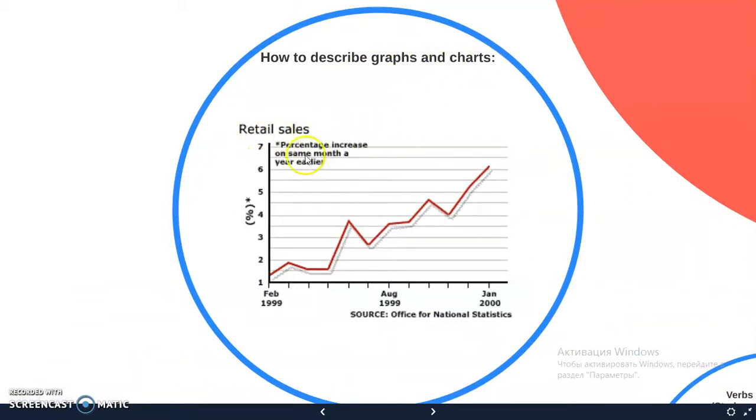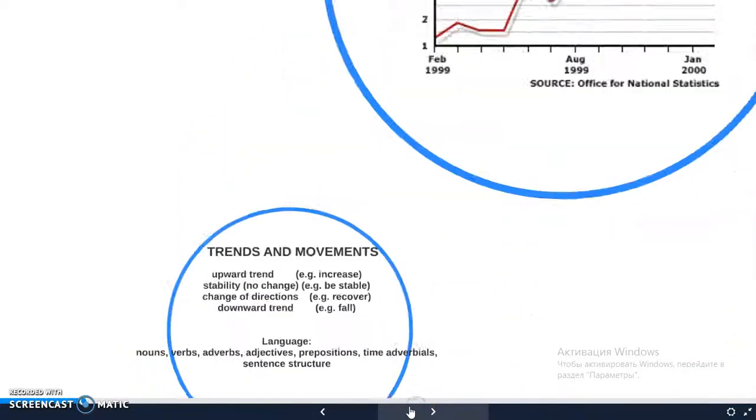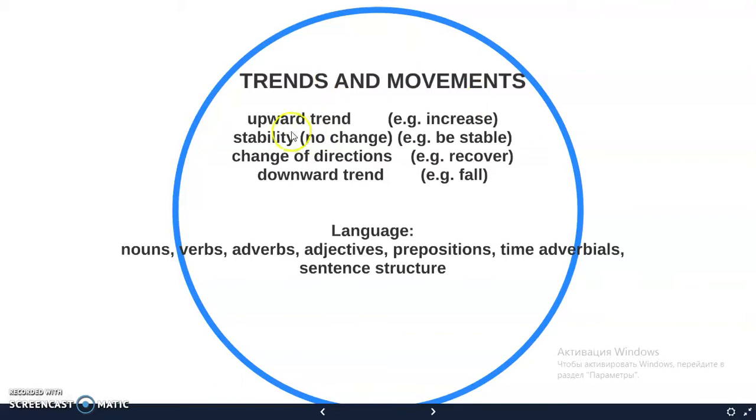Retail sales patterns increase on the same months a year earlier. This is the percent and this is the year. Source: Office for National Statistics. You will see this is a line graph and this is a trend going up, going down and going up again. So now we will learn trends and movements. Upward trend, increase, stability, no change, be stable, change of direction, recover, downward trend, fall.